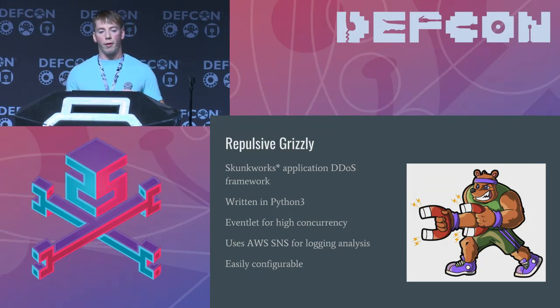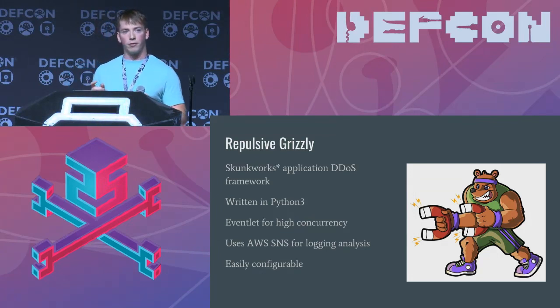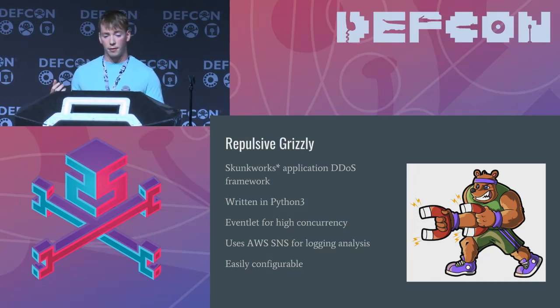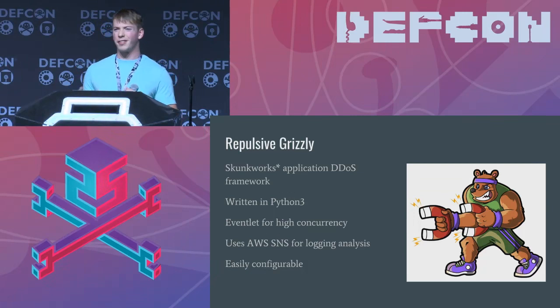The reason we wrote Repulsive Grizzly is we wanted to have a couple of special functions that would help us exploit application DDoS and microservices, and we'll actually walk through a couple of those. It uses EventLet for high concurrency, so it's super fast. And it also leverages AWS SNS for logging. SNS you can think of as kind of like a messaging service. When we run these attacks and we scale them up, we have a place where we can write log messages and the health of our attack agents while we're running a test. And it's pretty easy to configure too.